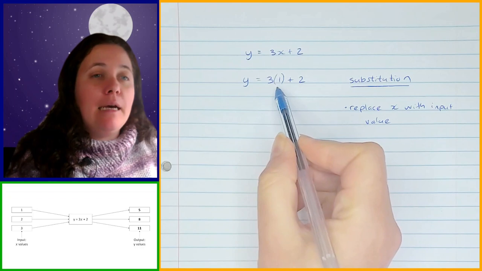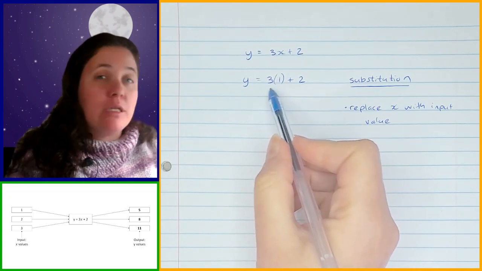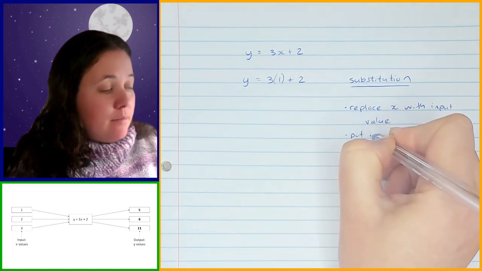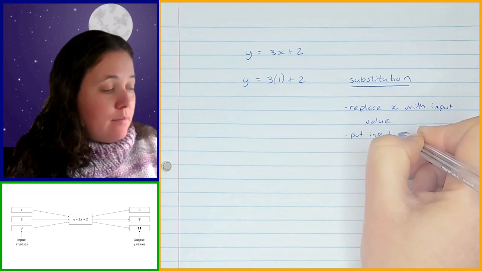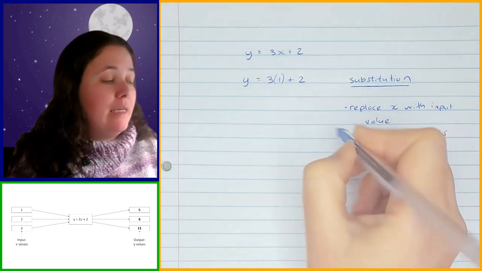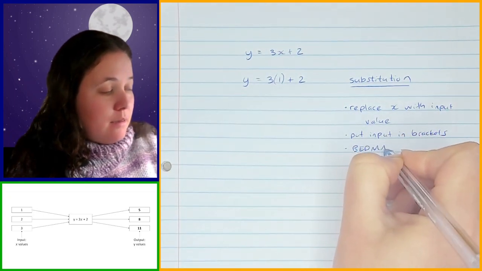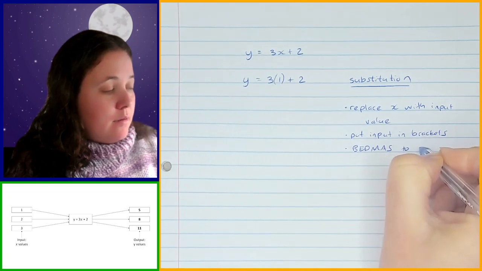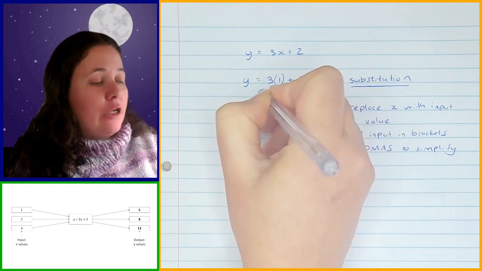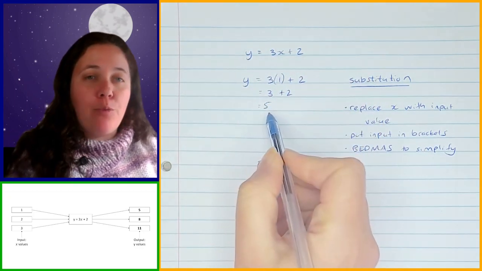Now like over here, I couldn't just write the 1. I had to put it in brackets, otherwise it looks like 31. So we have to put that in brackets, and then we use BEDMAS to simplify. Once I've got that, I would say 3 times 1 is 3, plus 2 gives me 5. So that's how I get my output value of 5.